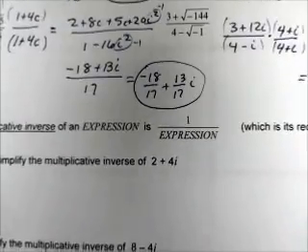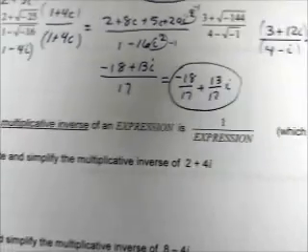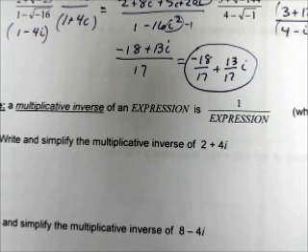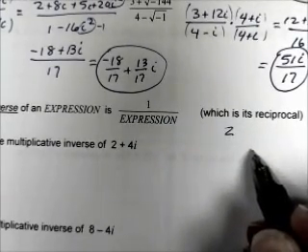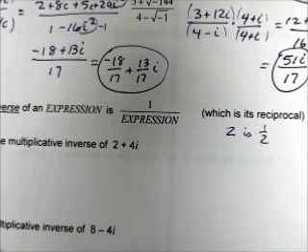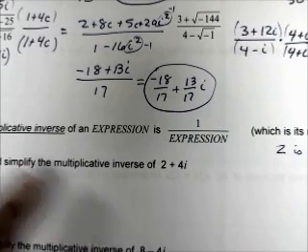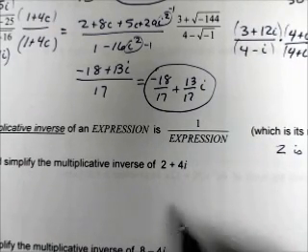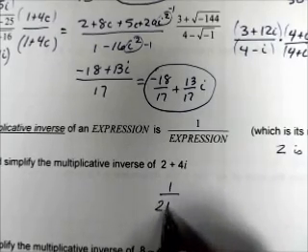All right, trying to finish up here. One thing we have to look at is multiplicative inverse. The multiplicative inverse of an expression is 1 over the expression, which is its reciprocal, right? If we had 2, the multiplicative inverse of 2 is 1 over 2. We want to write and simplify the multiplicative inverse of 2 plus 4i. We would first write the multiplicative inverse of 2 plus 4i as 1 over 2 plus 4i.